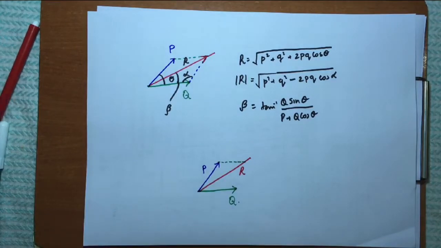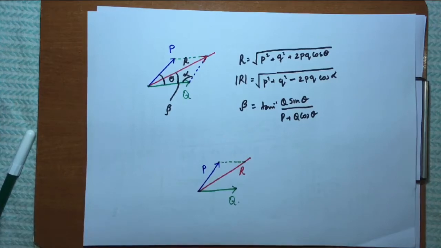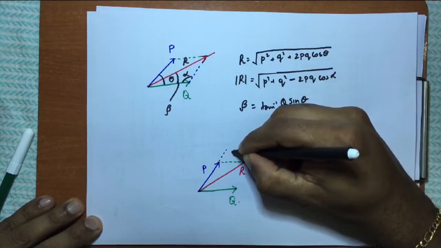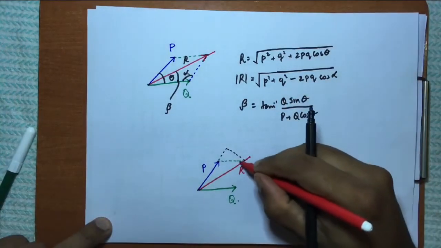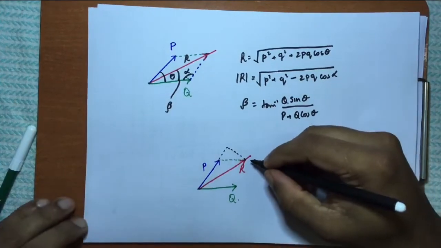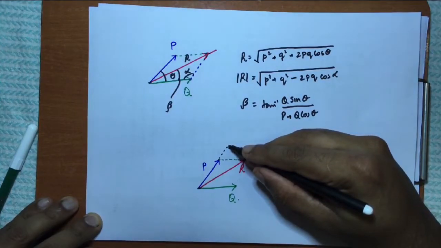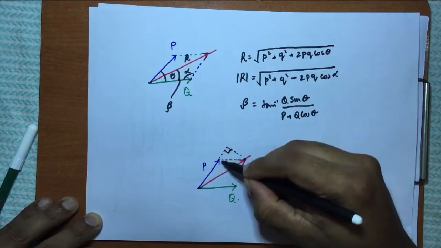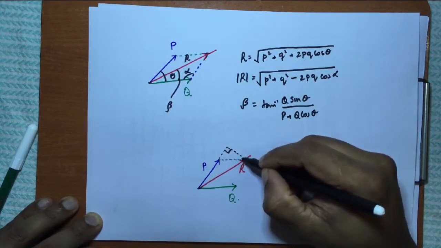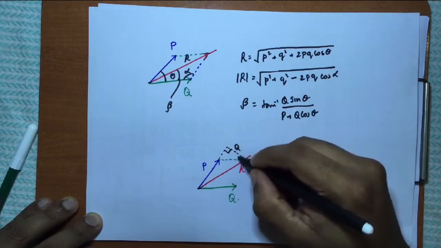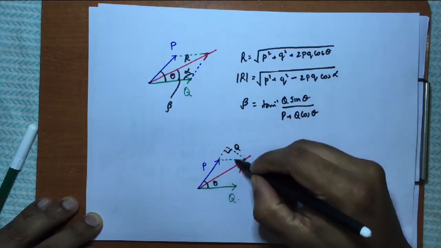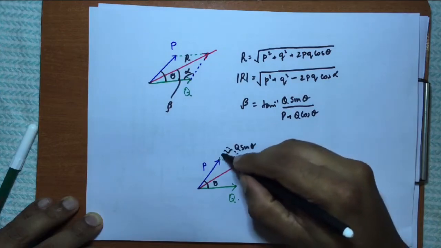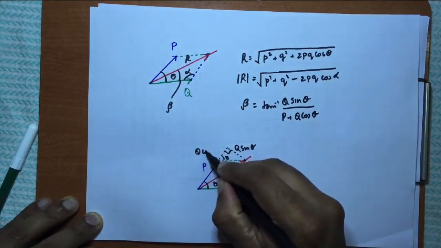Now here is where I am going to slightly modify my triangle. Let me extend this line of action of P such that I drop a perpendicular from my resultant endpoint R onto the line of action of P. So this angle is 90 degrees. Now if you look at this triangle, Q is the hypotenuse for this right angle triangle. This angle as defined is theta, hence this angle is also theta. So this will be Q sine theta, and this edge will be Q cos theta.